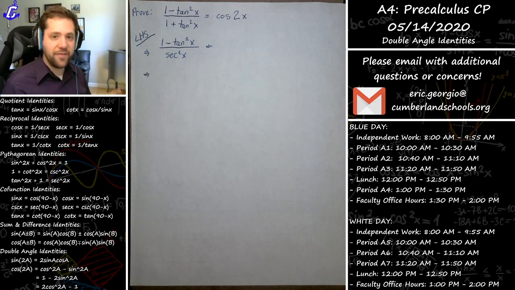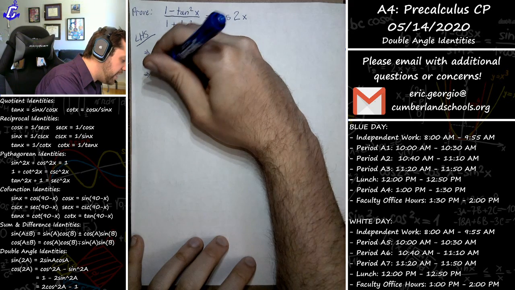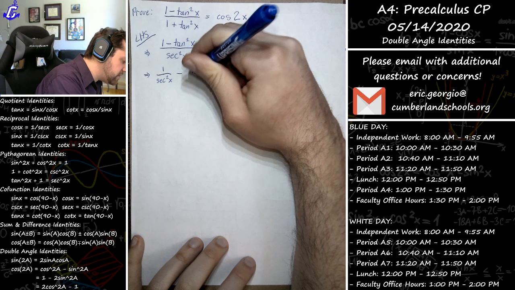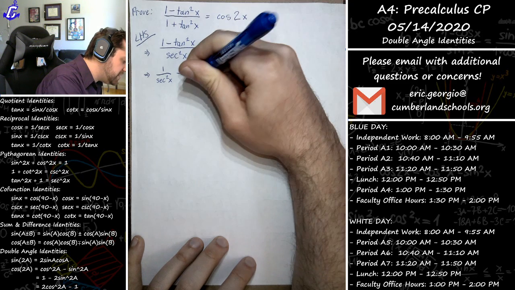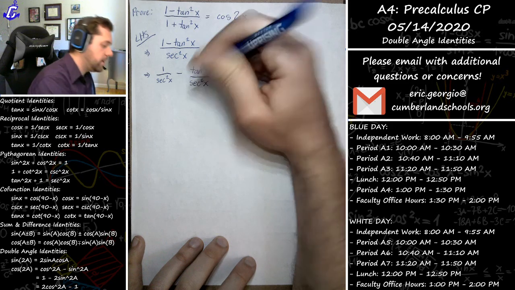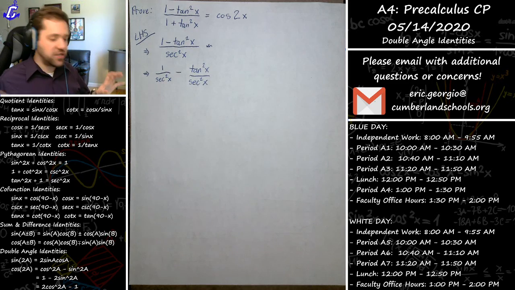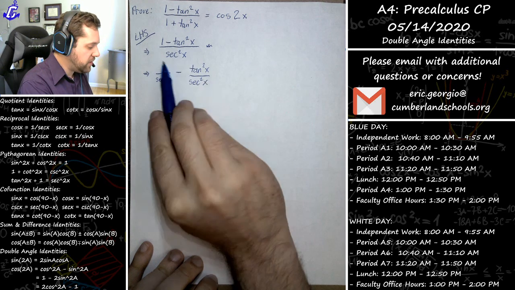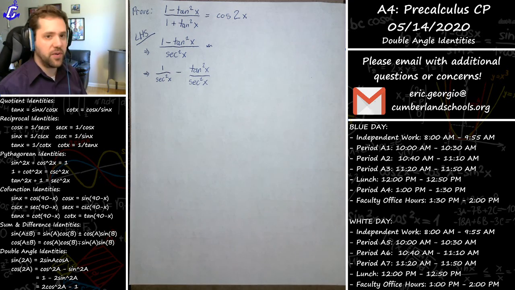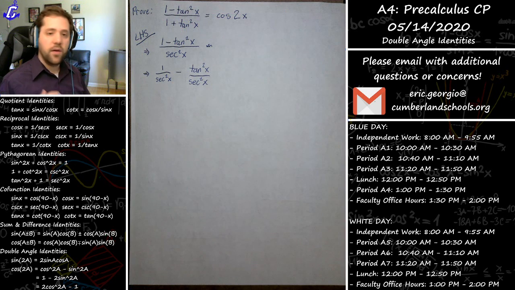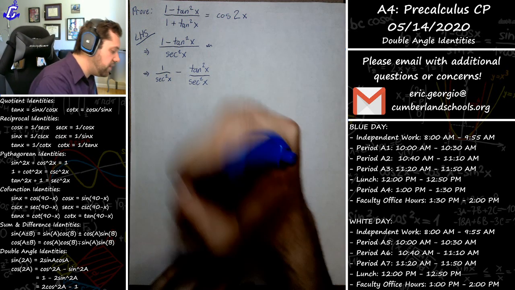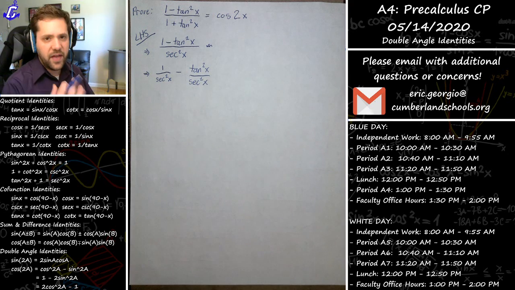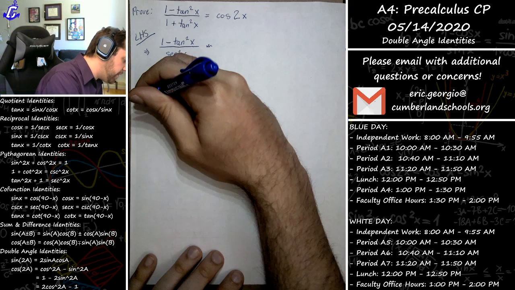I can split that fraction apart and rewrite it as 1 over secant squared of x minus tangent squared of x over secant squared of x. Right, do you see that? We can break that fraction apart just like that. What that allows us to do is express this all in terms of sine and cosine, and then it might be a little clearer as to what happens here.